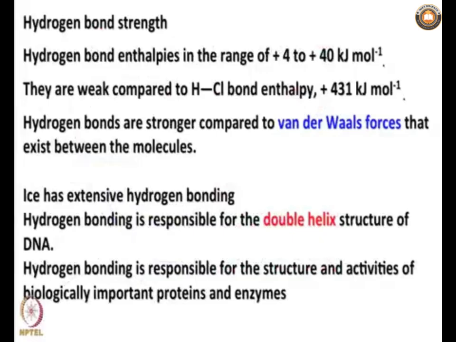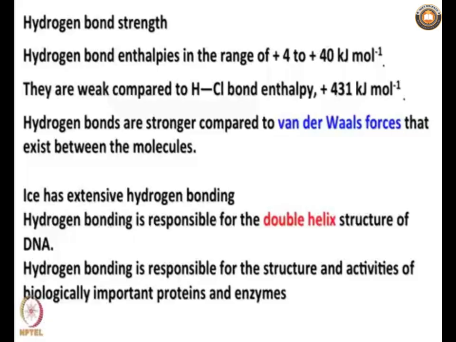Now let us look into the hydrogen bond strength. Hydrogen bond enthalpies are in the range of about 4 to 40 kilojoules per mole. It is not really remarkable. That means individually, if you take a hydrogen bond, it is very weak. Its range is about 4 to 40 kilojoules per mole. That means, as I said, when these bonds are linear and the electronegativity difference is enormous, such as when fluorine and oxygen are there, these hydrogen bonds are very strong and you can anticipate very close to 40 kilojoules per mole per hydrogen bond. So, that results in very strong hydrogen bond formation.